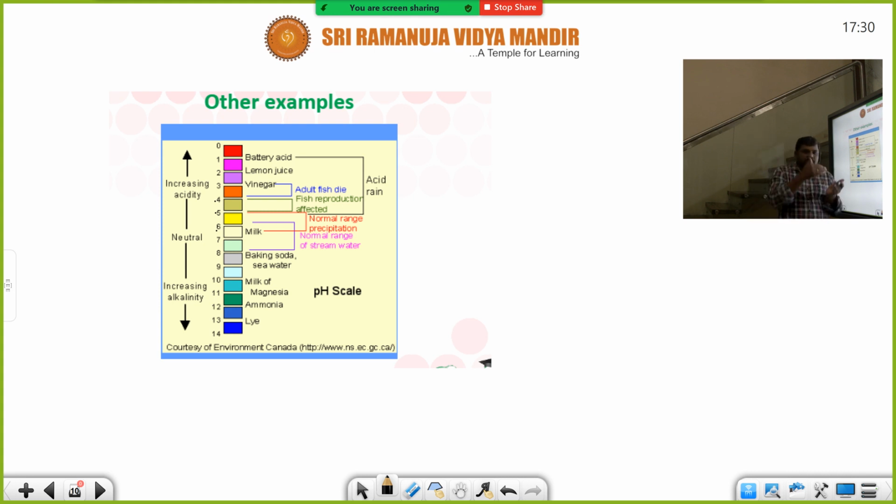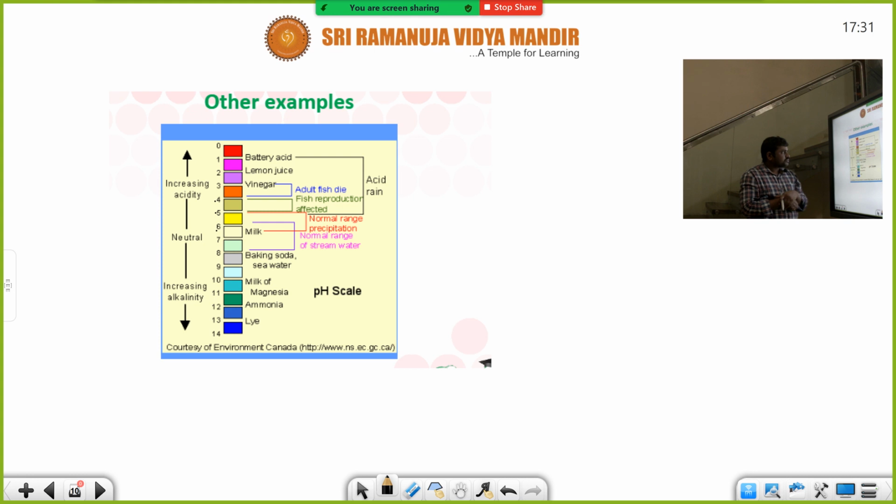How can we decide? A pH value less than 7 means acids. A pH value between 7 and 14, more than 7, means bases. So the lower the pH value, the more acidic. The higher the pH value, the less acidic, that is, the more basic. Okay. Sulfuric acid is a strong acid, so its pH value is 0 to 1.